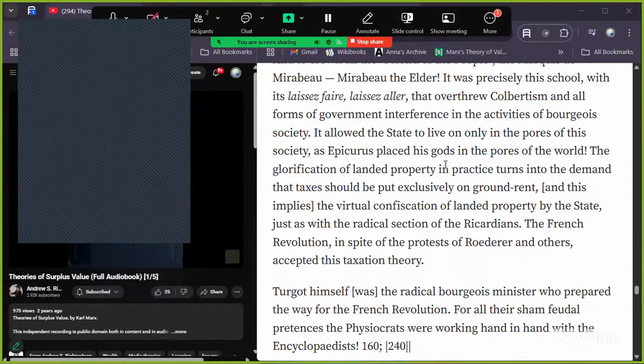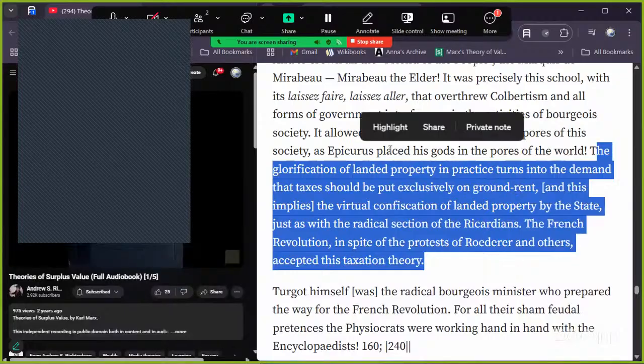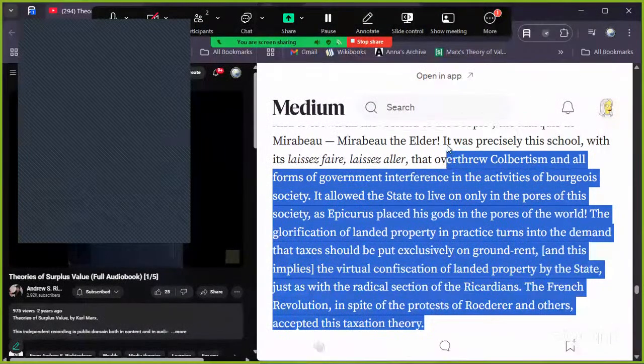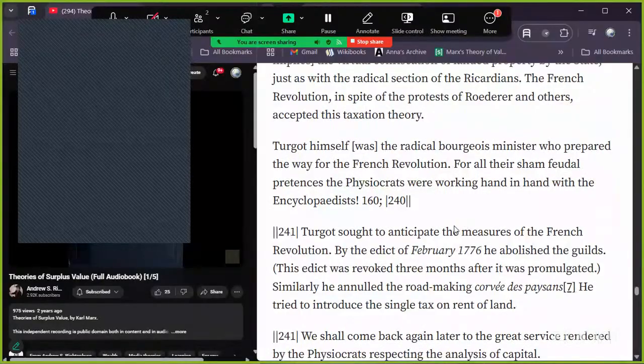The glorification of landed property in practice turns into the demand that taxes should be put exclusively on ground rent, and this implies the virtual confiscation of landed property by the state, just as with the radical section of the Ricardians. The French Revolution, in spite of the protests of Roederer and others, accepted this taxation theory. Turgot himself was the radical bourgeois minister who prepared the way for the French Revolution. For all their sham feudal pretenses, the physiocrats were working hand in hand with the encyclopedists.